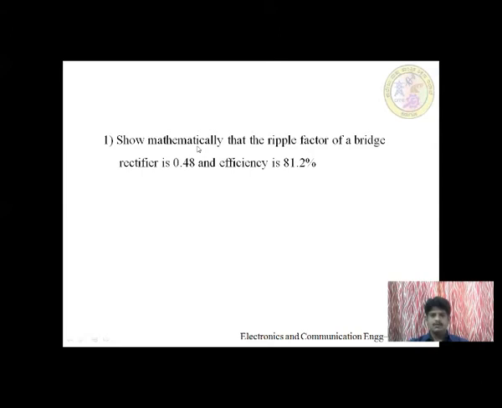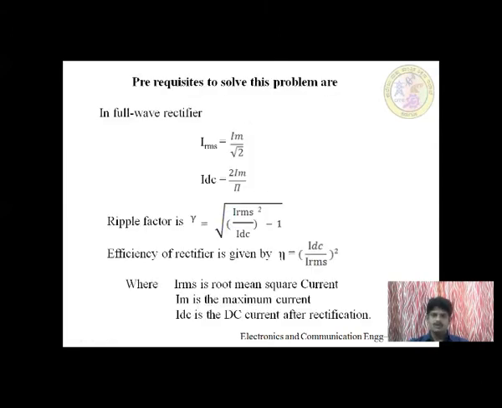Okay, so we'll see what prerequisites are required to solve this problem. Prerequisites are, we need to understand the equations with respect to the full wave. First, it's the IRMS, that is the root mean square current, and we need to calculate IDC, the DC current, which is the average current. So the IRMS equation is Im by root 2. Im is the maximum current, and here IDC can be calculated using 2 Im by pi.